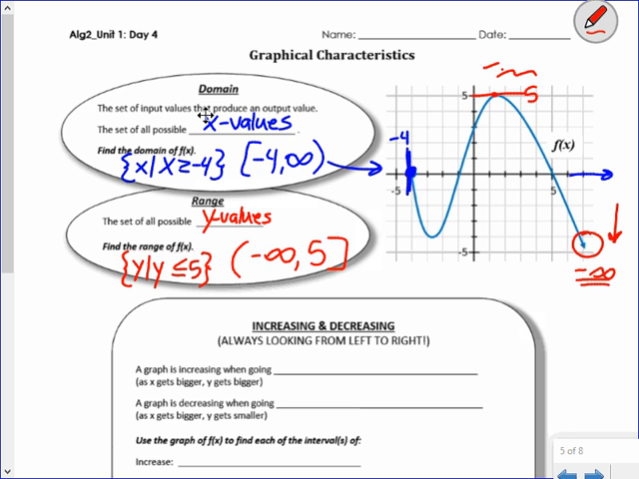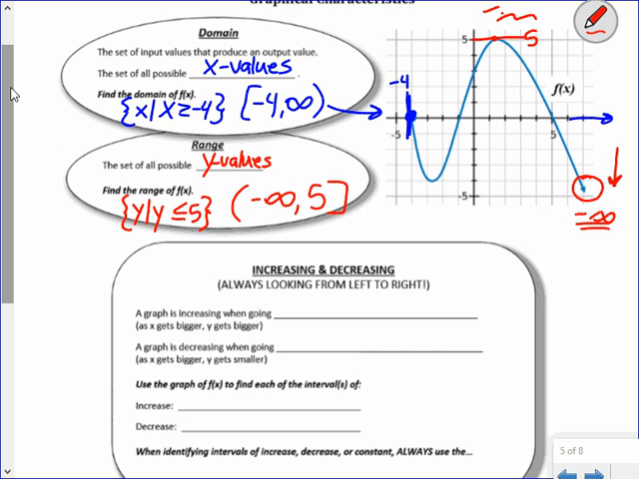Alright, so things you guys should be familiar with are... Now we're going to talk about increase, decrease. Okay, so increase, decrease is a good idea to use color coding when you're working with this.